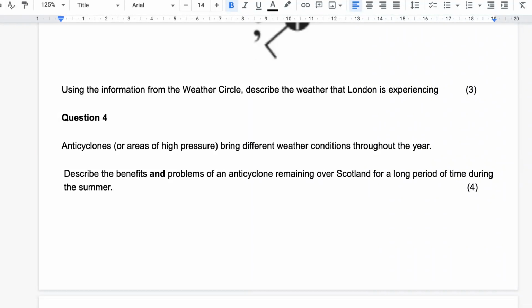Now, I'm not going to rattle through that, but did your answer focus on benefits and problems? Did you go beyond talking just about hot temperatures, but also think about lack of wind or lack of rainfall? Because those are all three likely weather conditions that you're going to get for a long period of time. Okay, pause the video now, write a reflection on whether you think your answer targeted those 4 marks successfully, and whether you fully understand the weather that comes with high pressure.